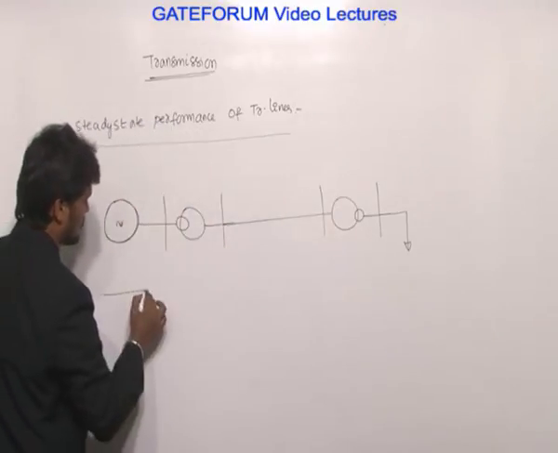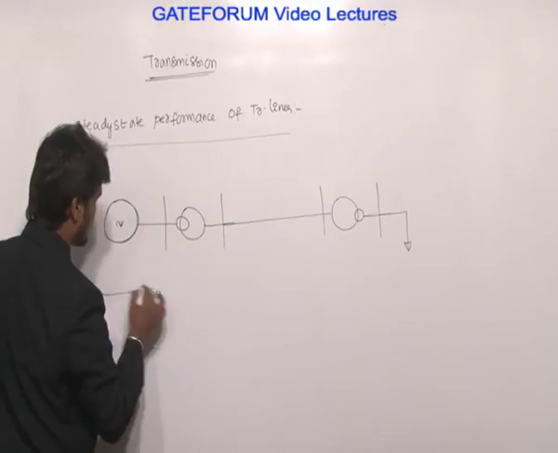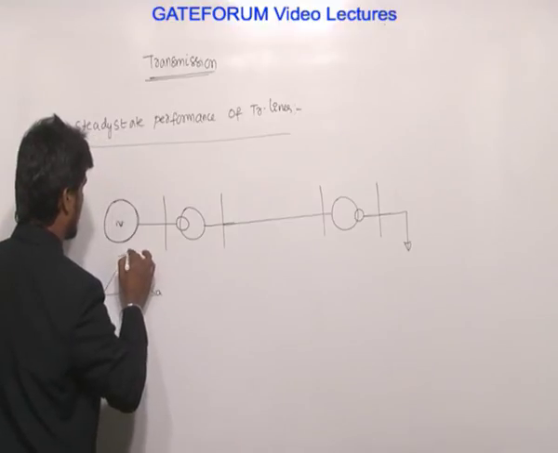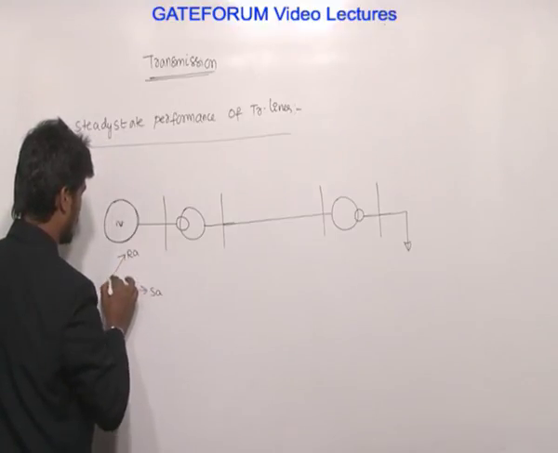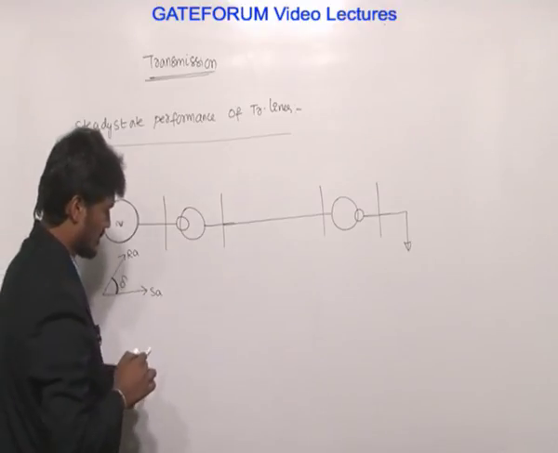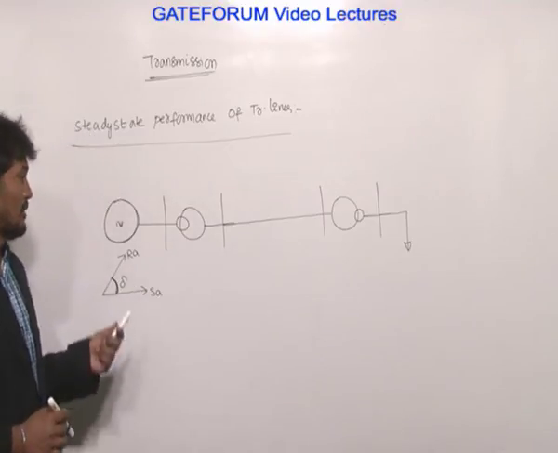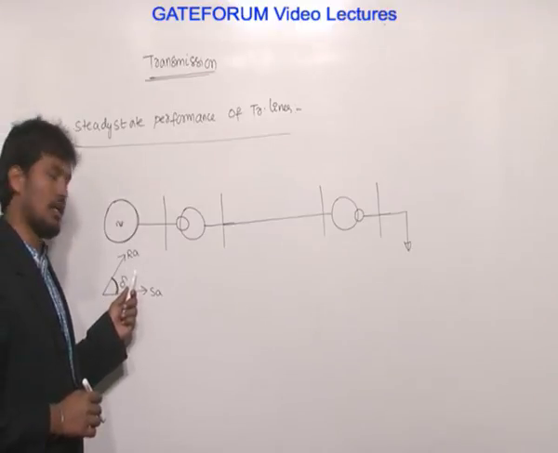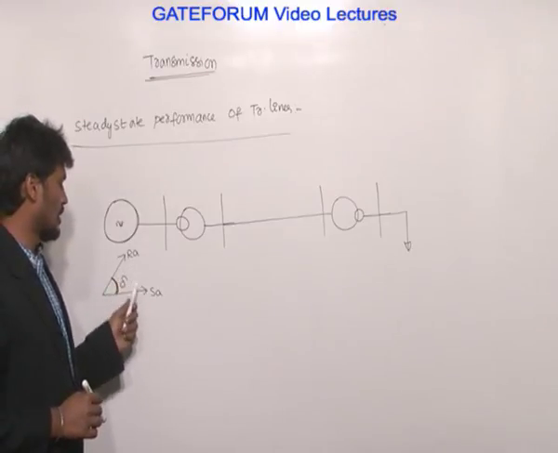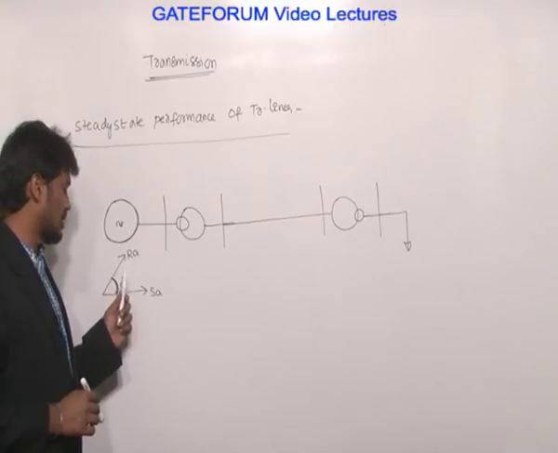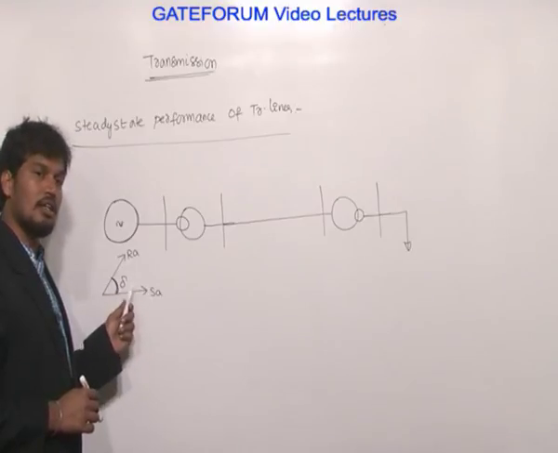Now it is stator axis, rotor axis, and the load angle is delta. Already in electrical machines you have seen in alternator, the angle in between stator and rotor is delta. This is called as load angle delta.